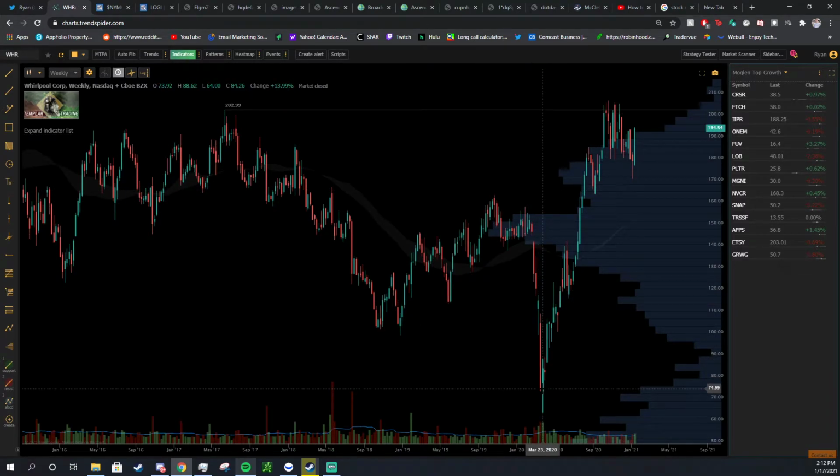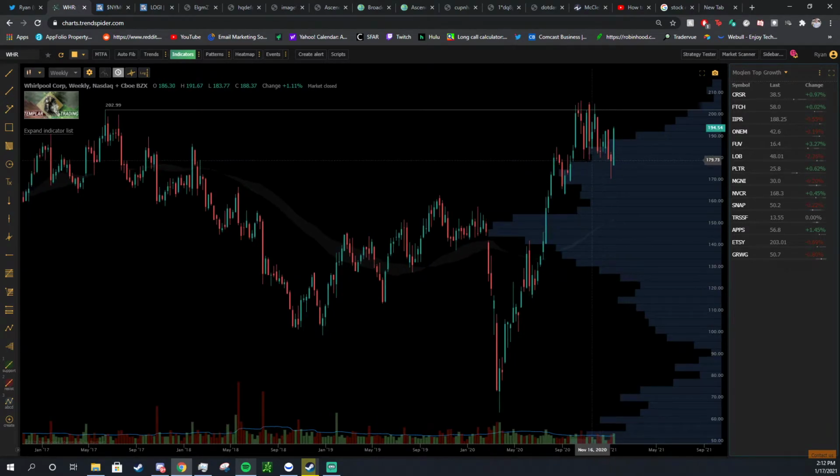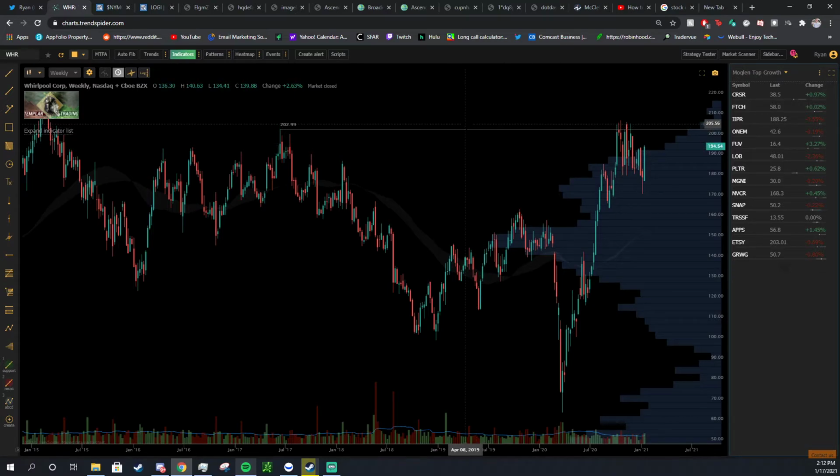But honestly, look at this freaking run. That's insane. We had a run from $65 to about 205, so 150% ish, give or take. Not bad. Not sure if they've changed their model or what, but looks pretty good.